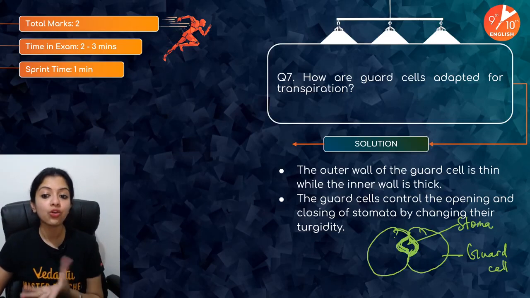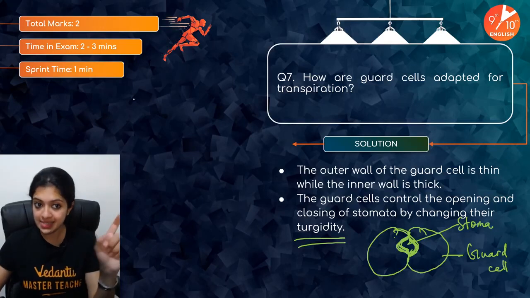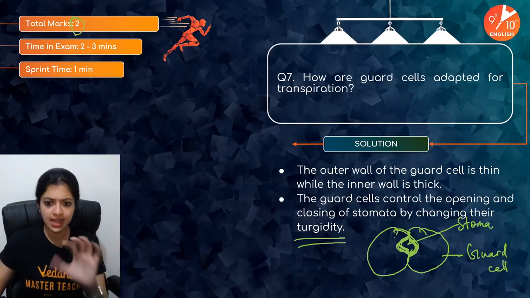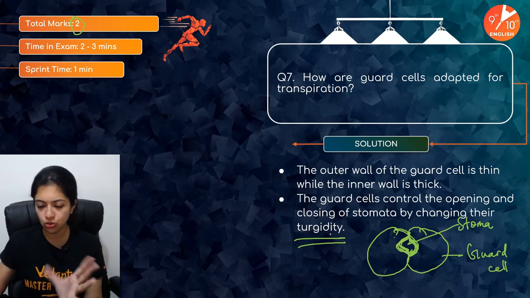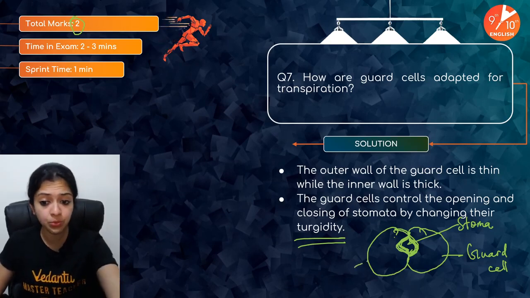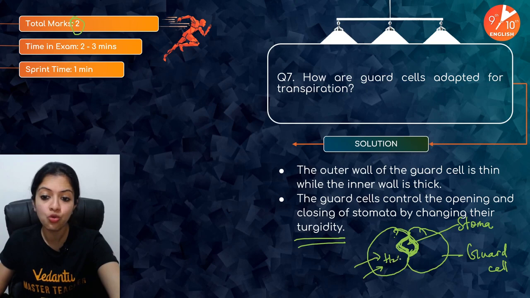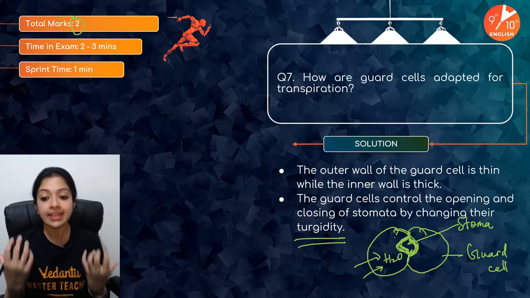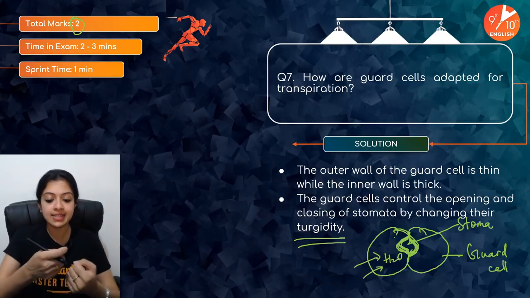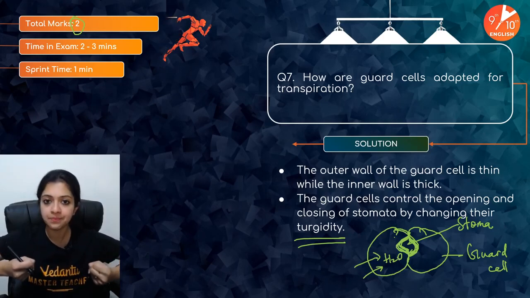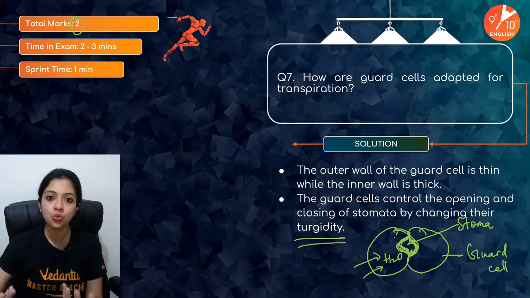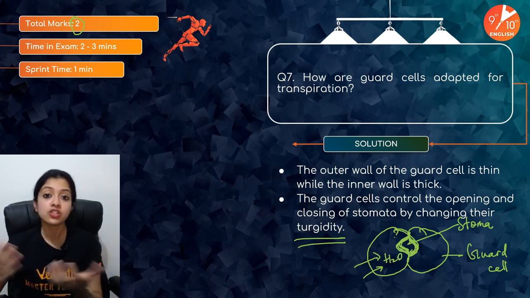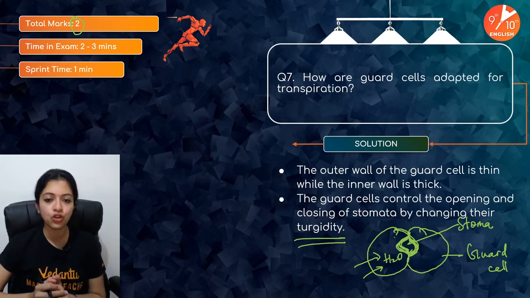The guard cells control the opening and closing of stomata by changing their turgidity, children, because it is a 2 marks question. If it's asked as a 2 marks question, normally, as I told you, the question might specify what additionally you need to write. Remember, turgidity would mean these guard cells are filled with water. Water has been pulled in by endosmosis from the adjacent cells. This makes the guard cells turgid, and as a result, the inner walls would stretch apart, exposing the stoma, opening all the stomata for transpiration. This is how guard cells are adapted for transpiration.